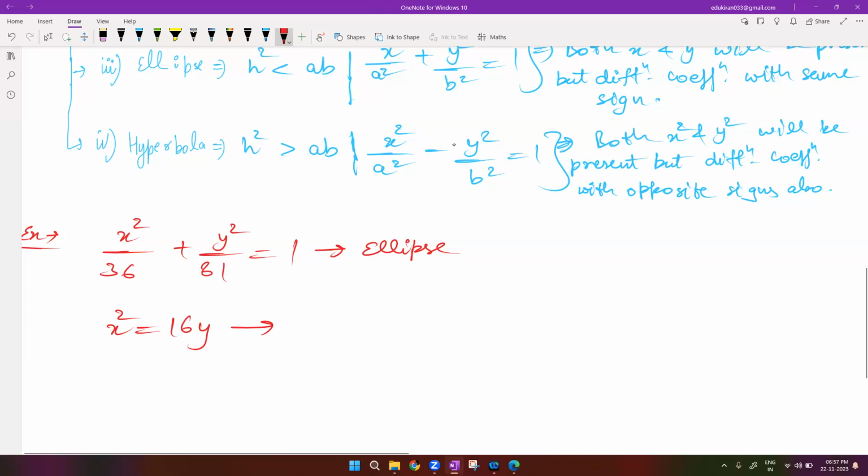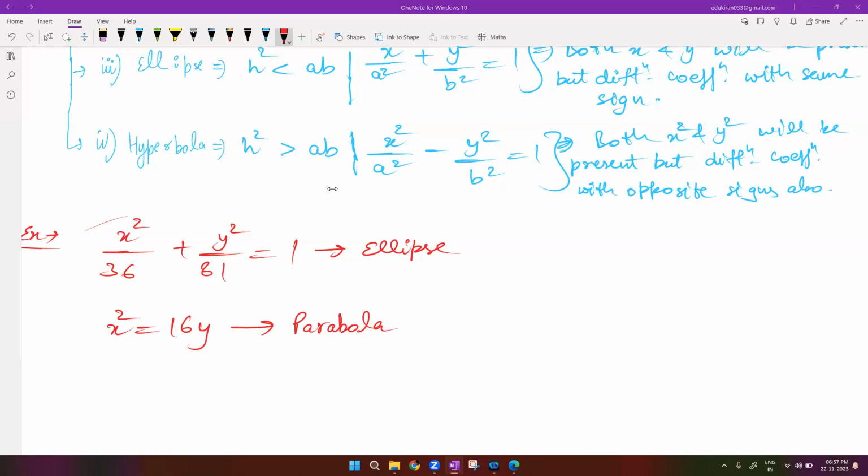Can you identify this? Are both x square and y square present? If both x square and y square are not present, then it is very simple. This is directly a parabola. So if both x square and y square are not present, in that case, parabola.